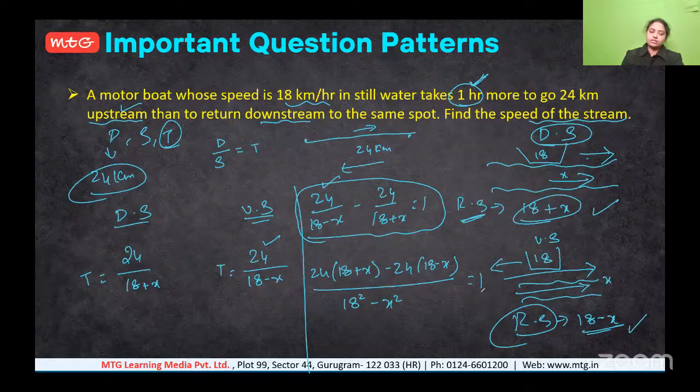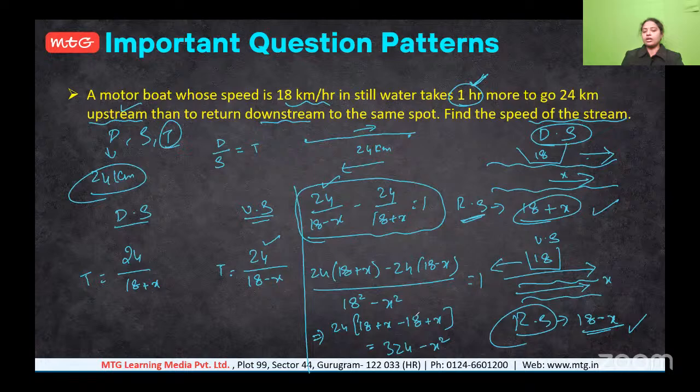Now you have to solve this. So how will you solve it? In the numerator, 24 is a common part. So 24, if I take a common part, (18 + x) minus (18 - x) is equals to, I'll take the denominator to the other side, it becomes 324 minus x square. So here this gets cancelled. You are having 24 into 2x, which is 48x.